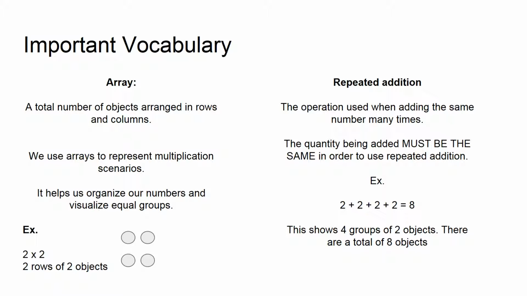The second word that you need to be able to explain to your student is repeated addition. And this is the operation that is the very core of multiplication that they should come in from second grade having an understanding of. It's the operation used when you're adding the same number many times. The key to this is that it has to be the same number being added over and over again, or else they can't call it repeated addition. So this is where that concept of equality in terms of groups comes from. If you look at the example, 2 plus 2 plus 2 plus 2 equals 8, we are adding the number 2 four times, meaning I have 4 groups of 2 objects, and that means that there's a total of 8.